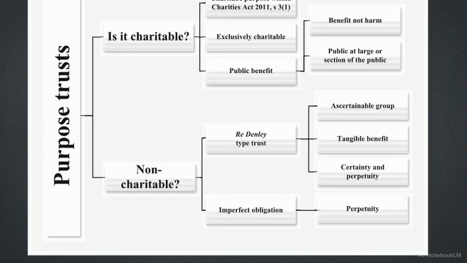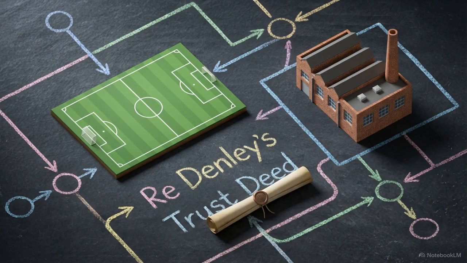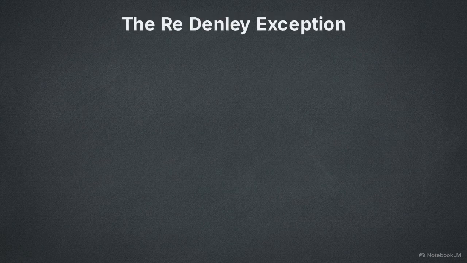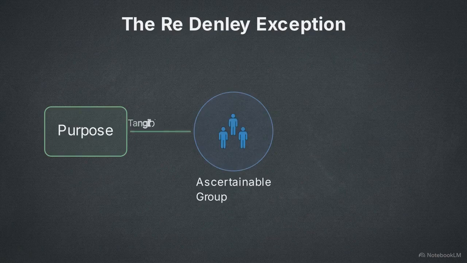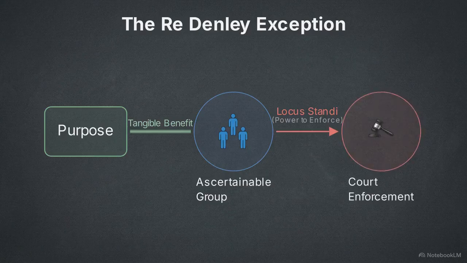Moving to the lower half of our flowchart, we examine the common law exceptions, starting with the Reed-Denley type trust. In Re Denley's trust deed, land was transferred to trustees to be maintained as a sports and recreation ground for a specific company's employees. The court established a critical rule. If a trust is expressed as a purpose, but an ascertainable group of individuals derives a direct, tangible benefit from that purpose, those individuals possess the locus standi to enforce the trust.